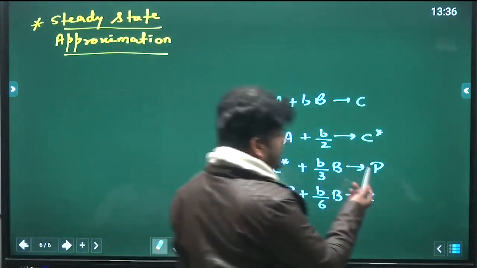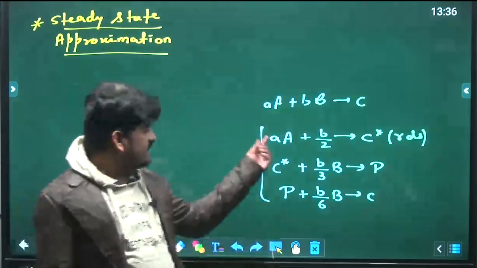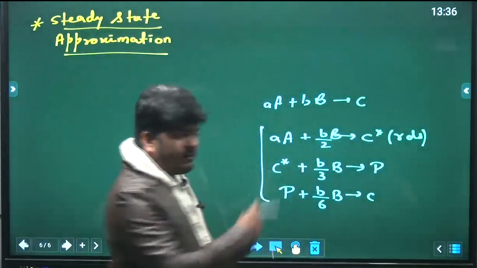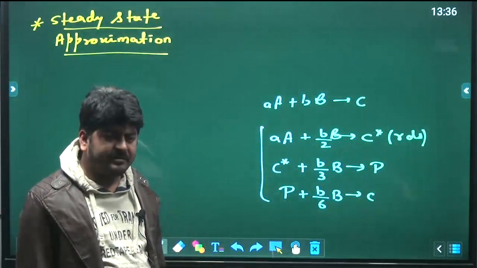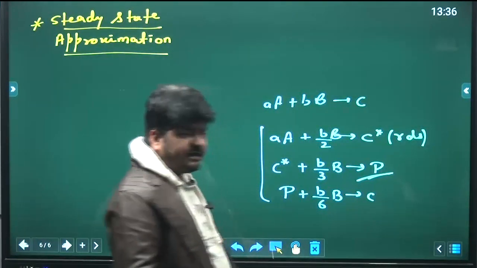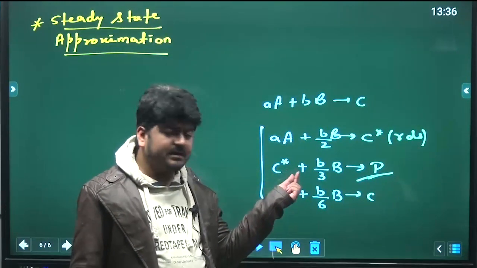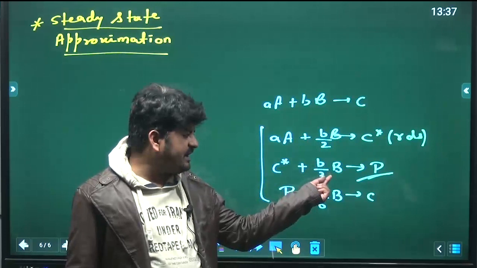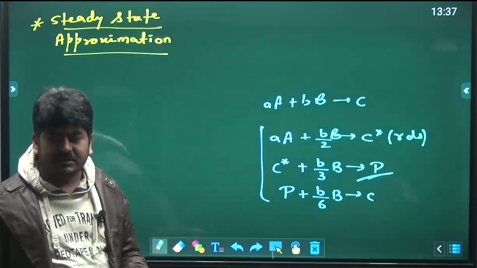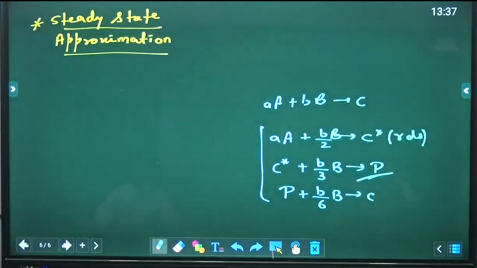If the first step is the RDS, we can write the rate equation as k C_A power a plus C_B power b by 2. There is no problem in that, it's clear. But if this is the RDS, then the rate equation will be r equals k concentration of C star power 1 plus concentration of B power b by 3, where C star is what? Intermediate product, and we don't have any control over that because we are not sending it and neither are we getting it in the outlet.